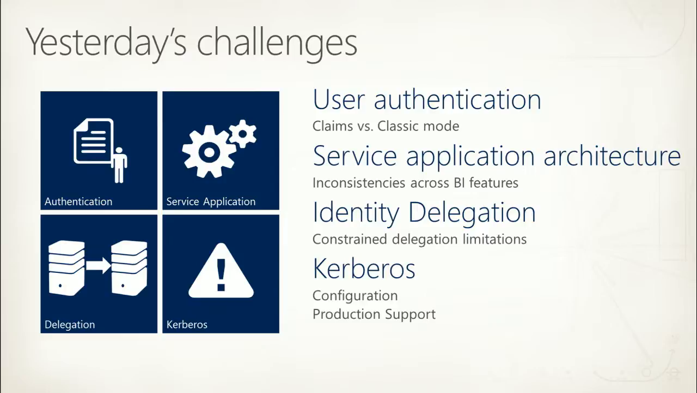And then you had other things like Excel services, which actually was a service application, and it had a different approach in architecture. So again, all these inconsistencies made it a bit more challenging when you had to design your farm. You had to make sure all these things were in place to make sure all the scenarios were enabled and going to work. And then, of course, our favorite topic, which is identity delegation.